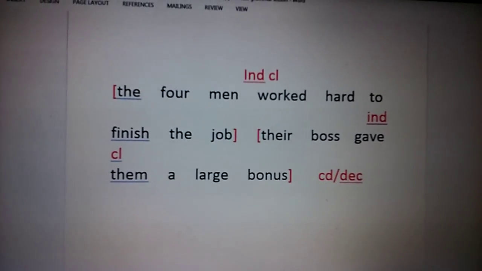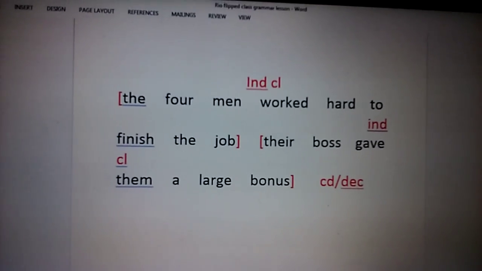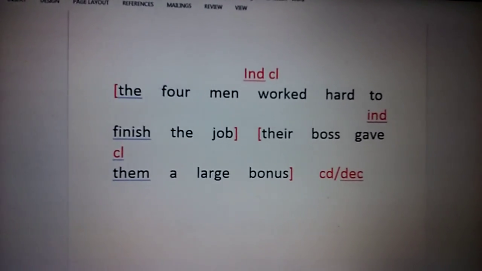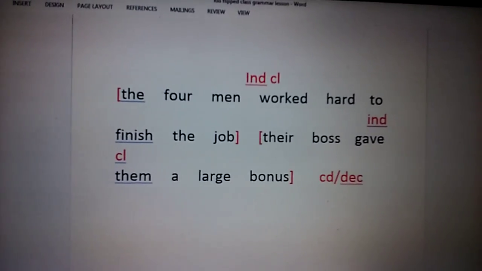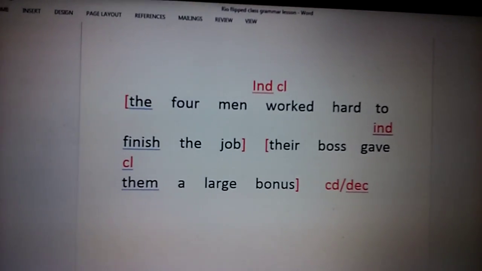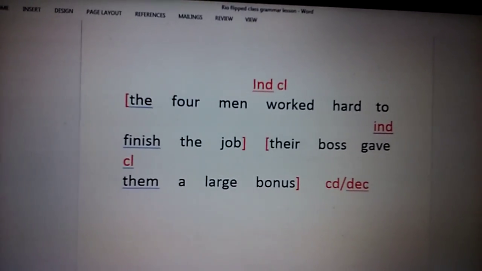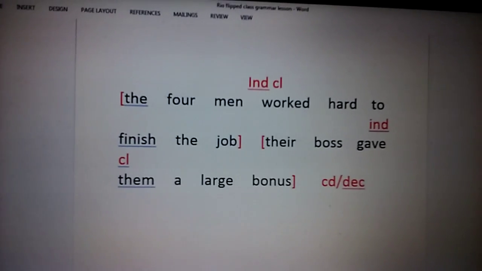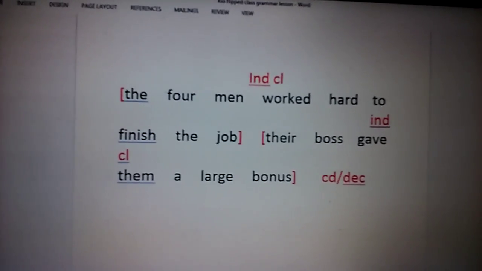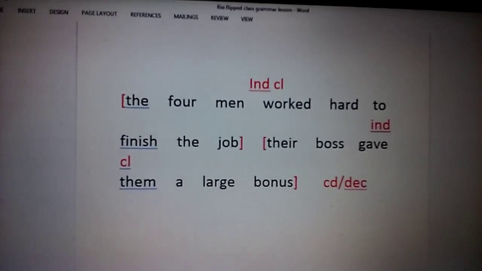Well, you know that if you have one independent clause, you have a simple sentence. If you have two independent clauses, you have a compound. If you have one independent and a dependent, you have a complex. If you have two independents and a dependent, you have a compound complex. Well, this is two independent. This is a compound sentence, and it's simply declarative, right?